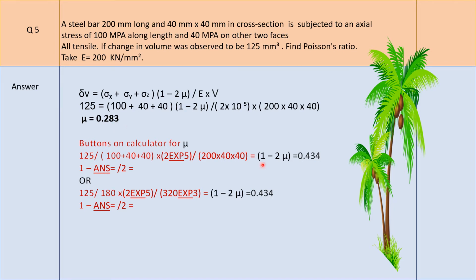If you are finding this a little difficult, you can calculate this bracket, that is 100 plus 40 plus 40, that is 180. You can also calculate this bracket 200 into 40 into 40, it will give you 320 exponential 3. Then what you have to do is 125 divided by 180 into bracket open 2 exponential 5 bracket close divided by bracket open 320 exponential 3 bracket close is equal to, 1 minus answer is equal to, divided by 2 is equal to, you will get this answer, mu is equal to 0.283.